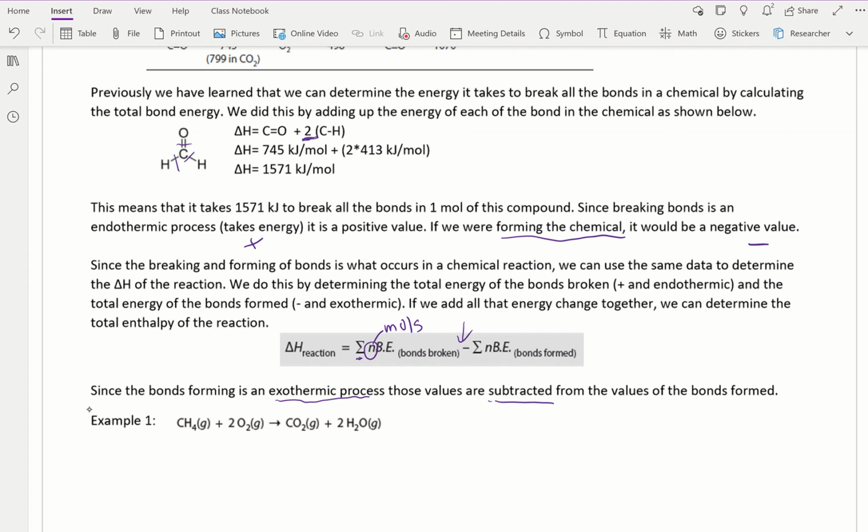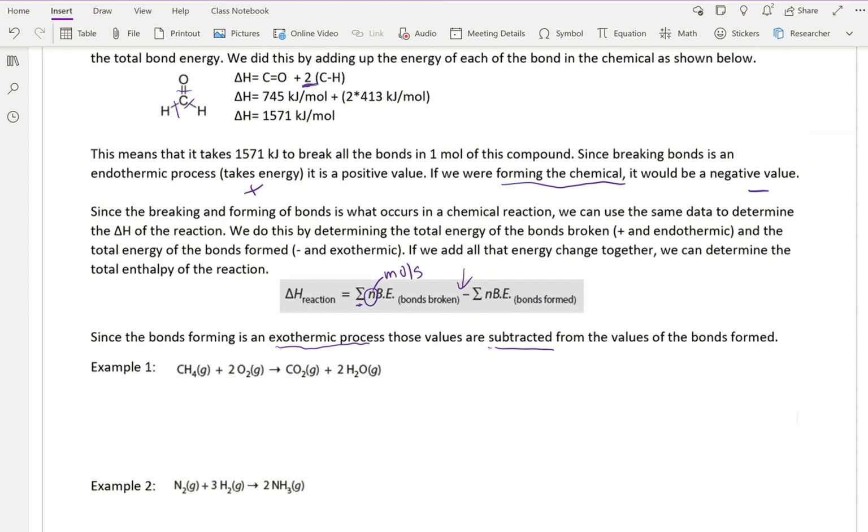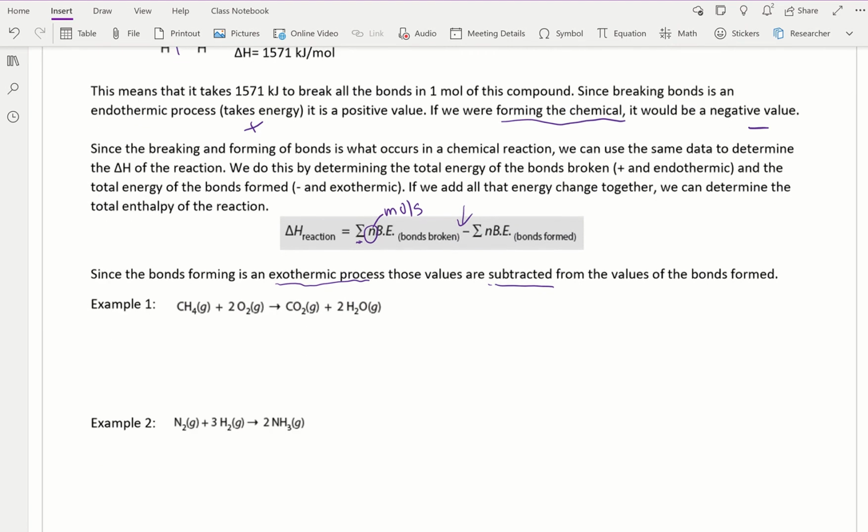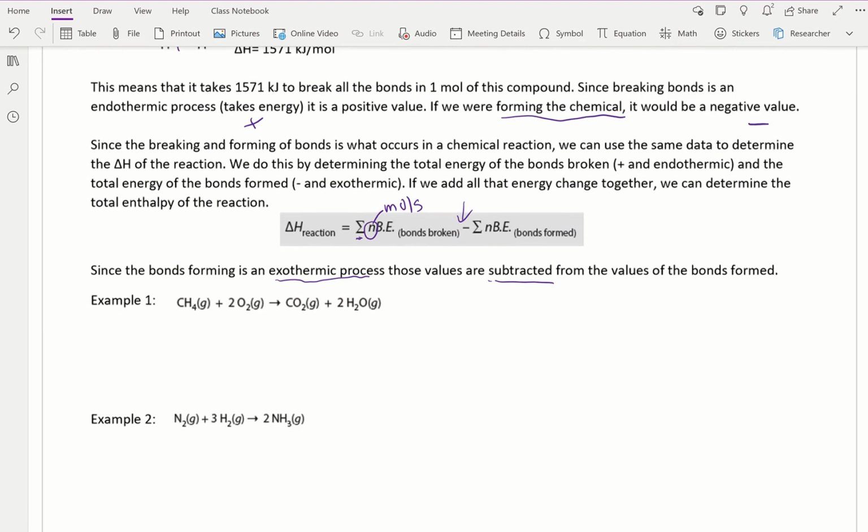Okay, so that subtraction takes care of making them negative or exothermic. It's done for us. So we have a couple of examples here. When we want to solve one of these, what's different here is that we need to actually see what bonds we're dealing with. So that might require you to use your previously learned skills of drawing dot structures to help you figure this out. So we're going to take this equation, CH4.